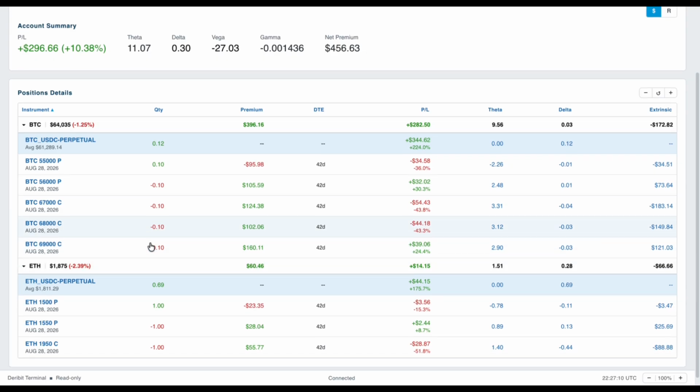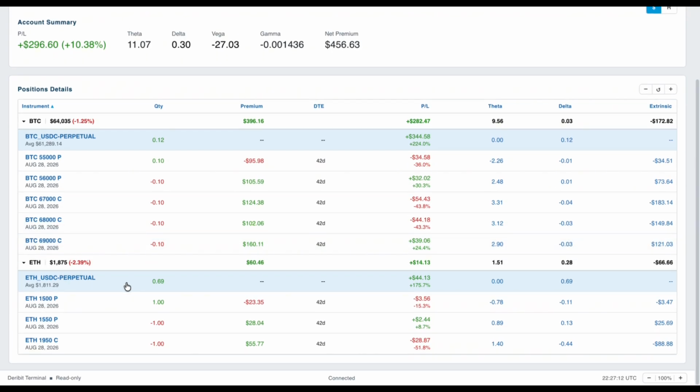Same thing with Ethereum. I have a perpetual contract that will never expire, and my goal here is to try and increase these positions as much as possible so that I can make a lot of money. The bigger the size of this perpetual contract, the bigger the amount of money that you'll be making. So that is what a perpetual contract is basically.